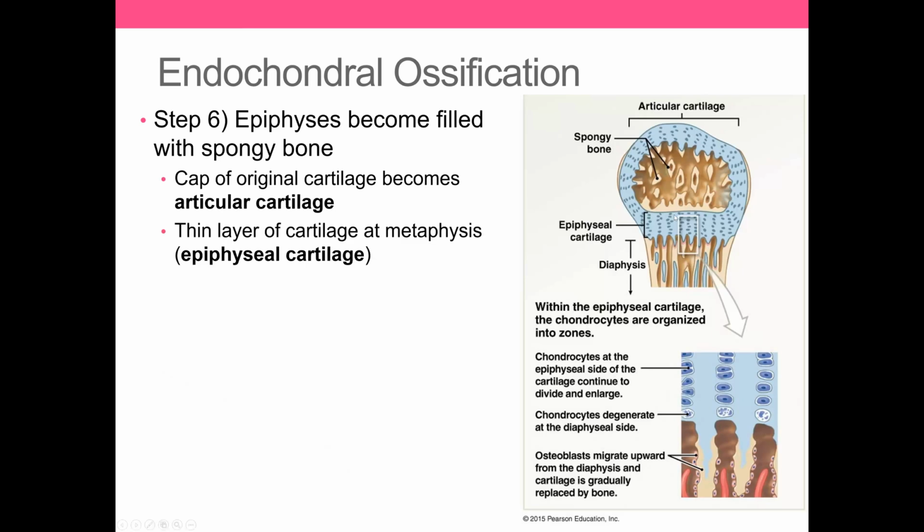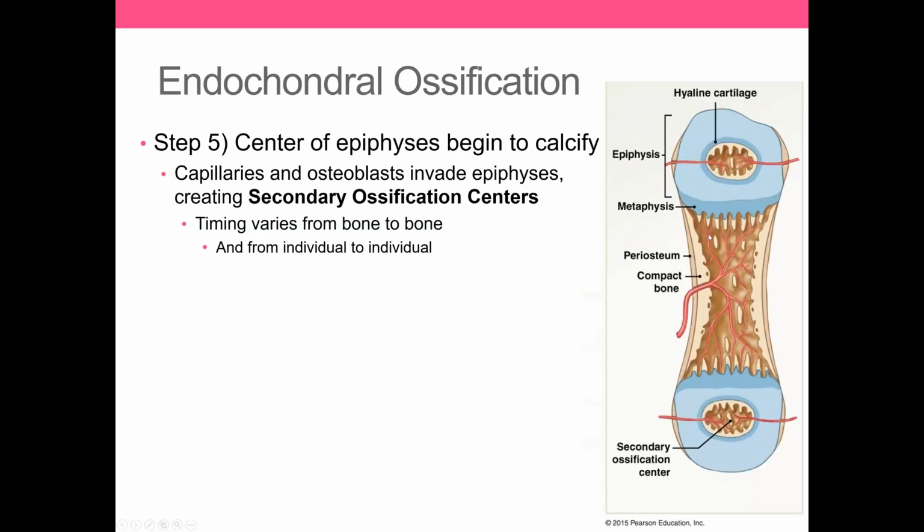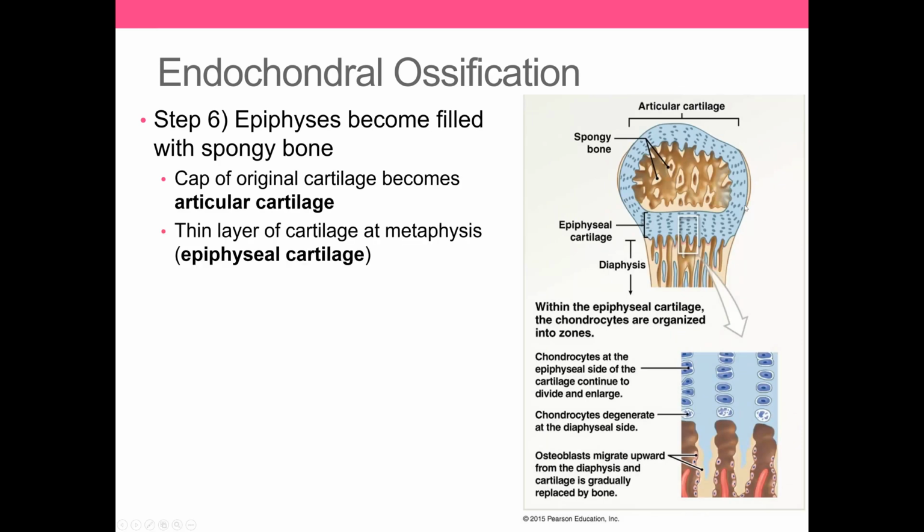At this point, though, we also have this thin layer of cartilage at the metaphysis. So remember, the metaphysis is the region between the epiphysis and the diaphysis. So it's like that little neck region. Well, we still have some cartilage here, because if I go back to this picture here, remember, we started with a whole ball of cartilage. We're starting to ossify it from the inside out. So that's going to push some cartilage to the outside. That becomes the articular cartilage. But then there's also going to be this layer of cartilage at the metaphysis. This layer of cartilage at the metaphysis we call the epiphyseal cartilage. So that's the name we give it once it gets squished down there.